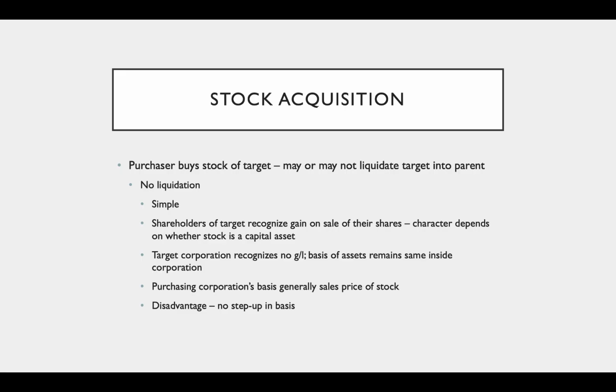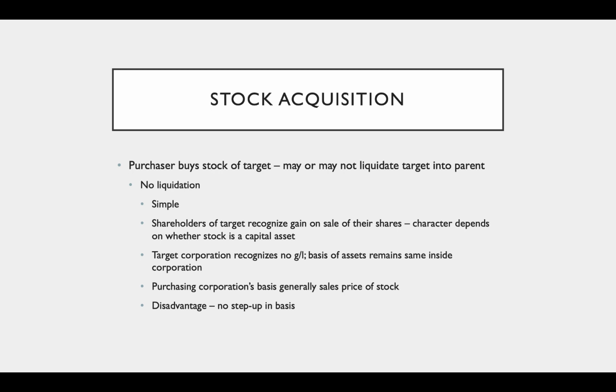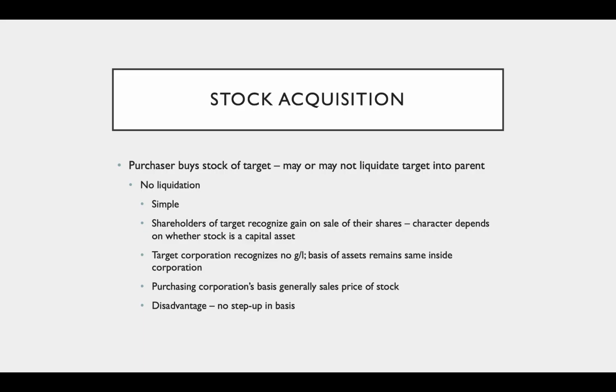All right, so we talked about an asset acquisition. I just illustrated a stock acquisition to you. The purchaser buys the stock of the target. The purchaser may or may not liquidate the target into the parent. So back here, T and P may choose to liquidate T into P. So at that point, P would own the assets in T directly. All right, or they could choose not to liquidate, and they could hold it just like this. T could be a sub of P.